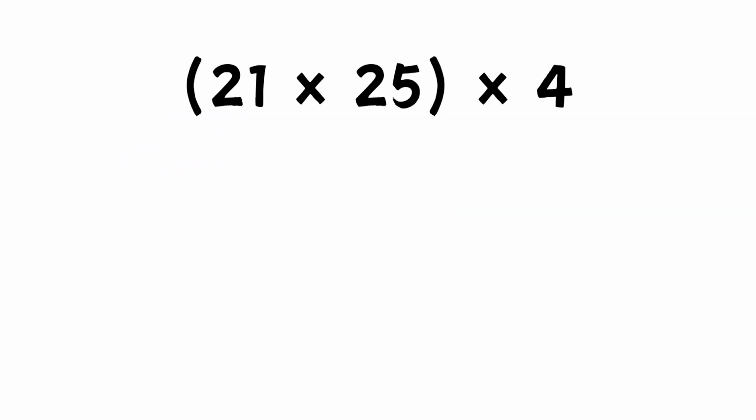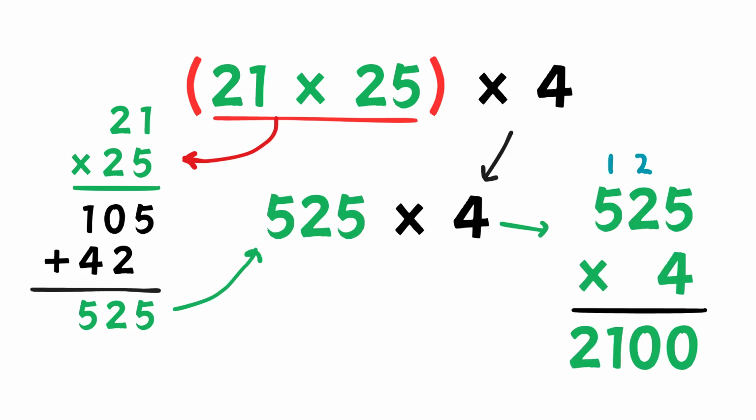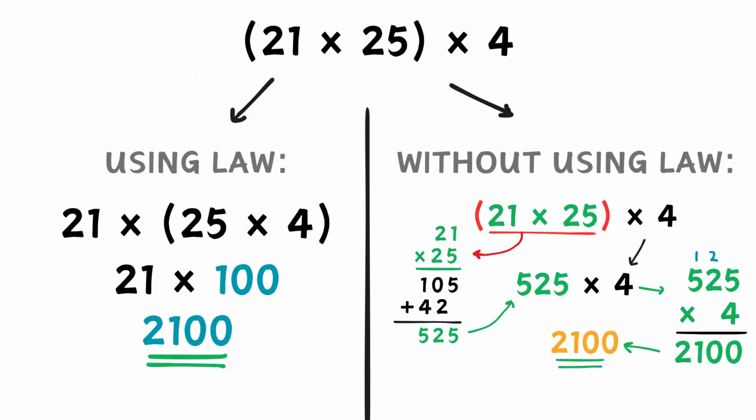If we try it the other way, 21 times 25 does come to 525, and once we multiply that by 4, we also get 2,100. But one method required much less effort than the other. If you can memorize these laws and get familiar with them, you will be able to find quick and useful shortcuts to solve big problems.